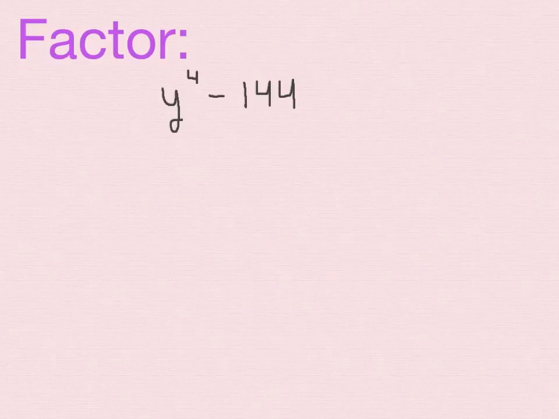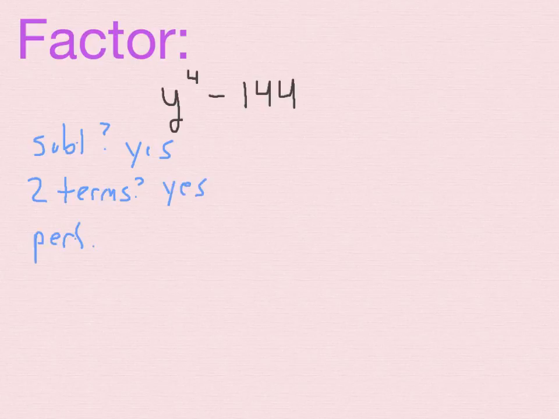Let's try another one. y to the 4th power minus 144. First of all, do we have a subtraction? Yes. Do we have two terms? Yes. Let's check for those perfect squares. So the square root of y to the 4th would be y squared. You can use your calculator. The square root of 144 is 12. So we are good there.